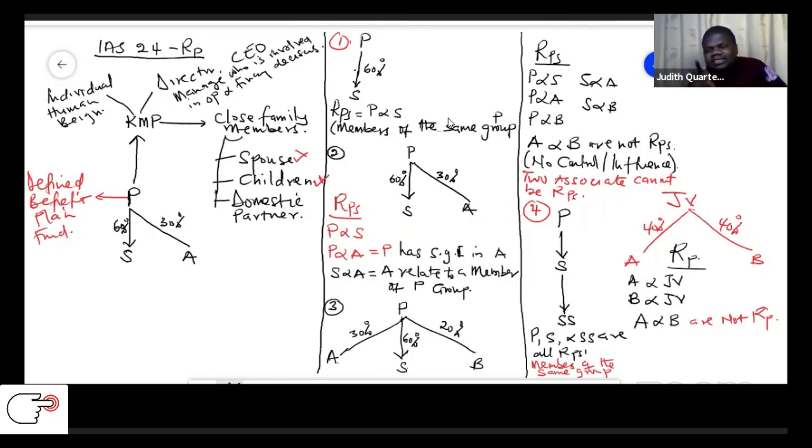Your organization has a fund that is managed by the trustees appointed by your organization. The trustees can be fired by your organization. The organization has the power to appoint and fire the trustees. It means that your organization controls that fund. The fund is seen as a separate legal entity. And for that matter, it's related to P and is related to anybody who is related to P. Therefore, this fund is a related party to all of them. So what I've done here, they are all related parties.